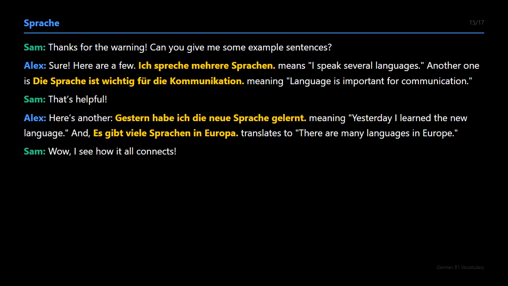Thanks for the warning. Can you give me some example sentences? Sure. Here are a few. Ich spreche mehrere Sprachen means I speak several languages. Another one is die Sprache ist wichtig für die Kommunikation, meaning language is important for communication. That's helpful. Here's another. Gestern habe ich die neue Sprache gelernt, meaning yesterday I learned the new language. And es gibt viele Sprachen in Europa translates to there are many languages in Europe. Wow, I see how it all connects.